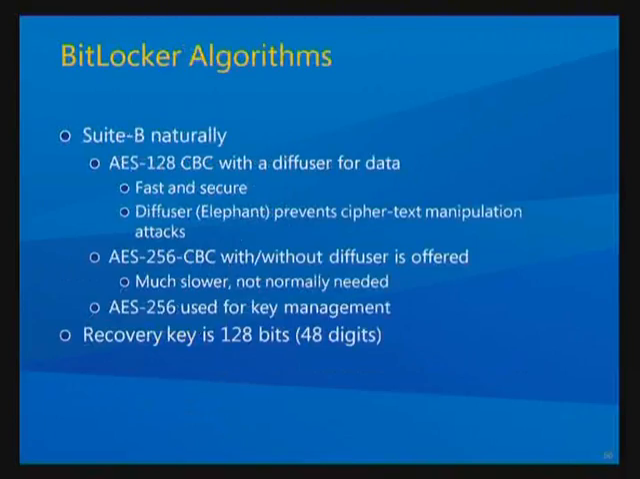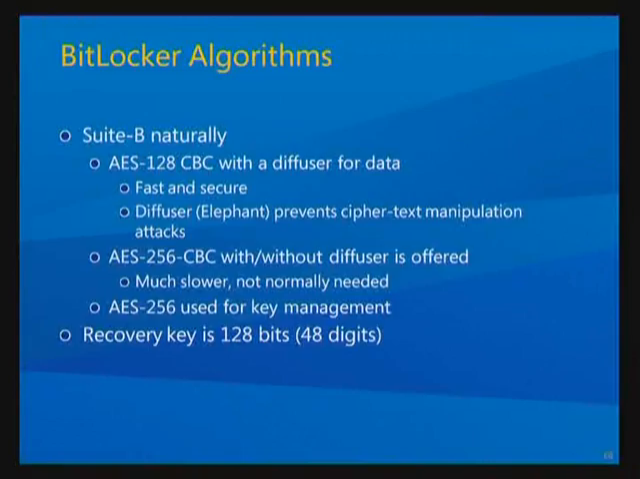Suite B. BitLocker has been designed with Suite B in mind, which is very easy then to explain, because there's really nothing else to say other than, well, it uses AES 128 with a so-called diffuser. Those of you who are interested in which diffuser, that diffuser is called Elephant, and prevents ciphertext manipulation of data in case somebody gets your laptop, changes the encrypted disk and gives it back to you. The Elephant makes it very difficult for them to do that kind of manipulation.